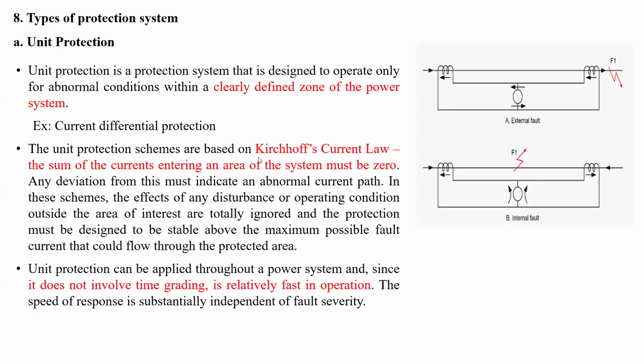In these schemes, the effect of any disturbance or operating condition outside the area of interest is totally ignored, and the protection must be designed to be stable above the maximum possible fault current that could flow through the protected area. Unit protection can be applied throughout the power system, and since it does not involve any time grading, it is relatively fast in operation. The speed of response is substantially independent of the fault severity.